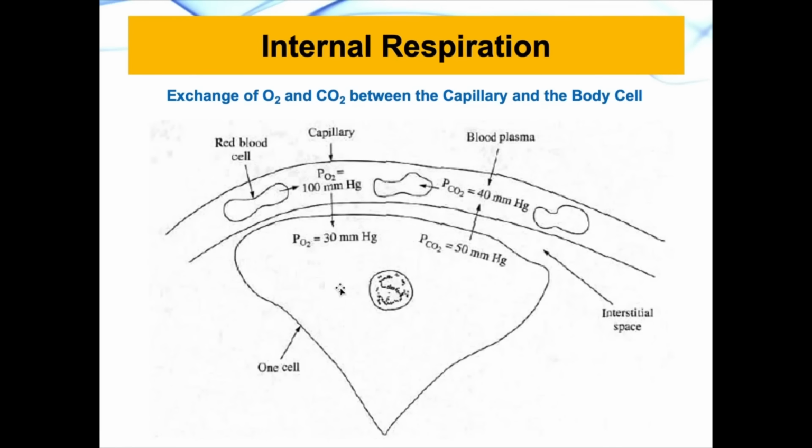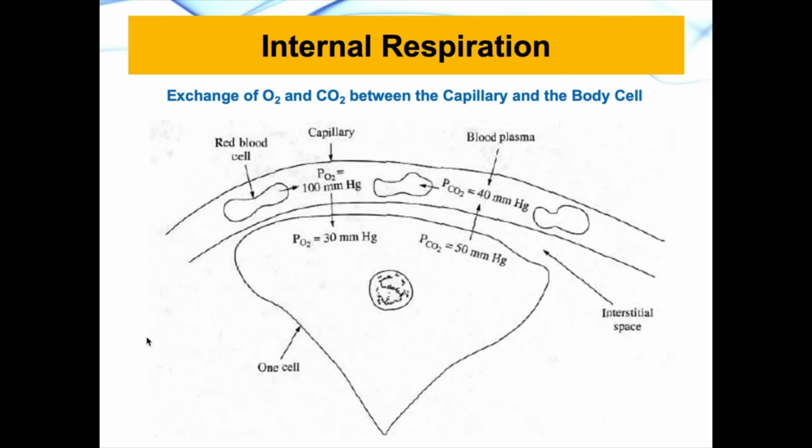However, inside a nearby cell, because of the use of oxygen in metabolism, we have a low pressure of oxygen, which is roughly 30 millimeter mercury. And if we follow the rules of simple diffusion, oxygen will flow from high concentration to low concentration. So that's how the cells will get their oxygen. The oxygen will detach from the red blood cells and go into the cell.